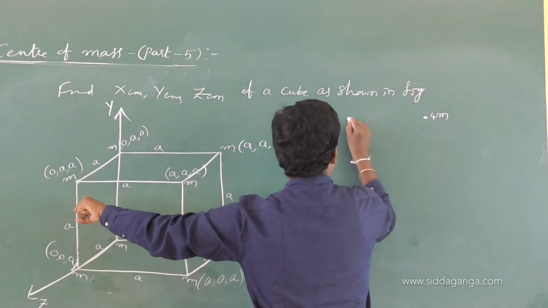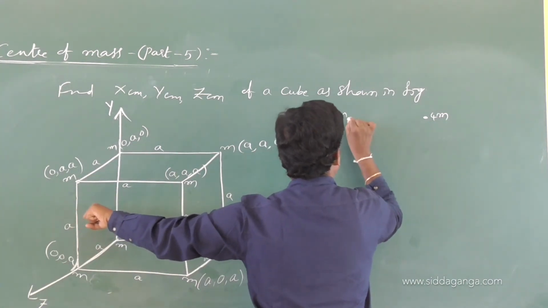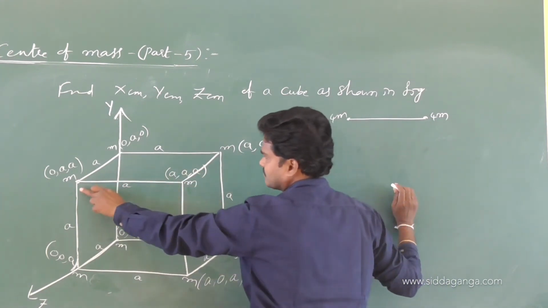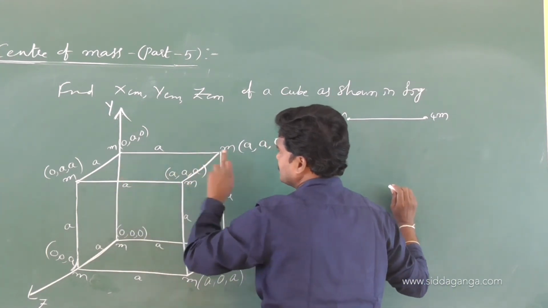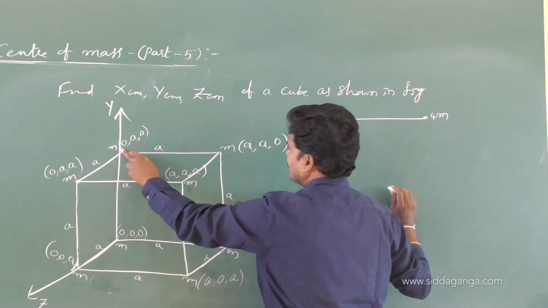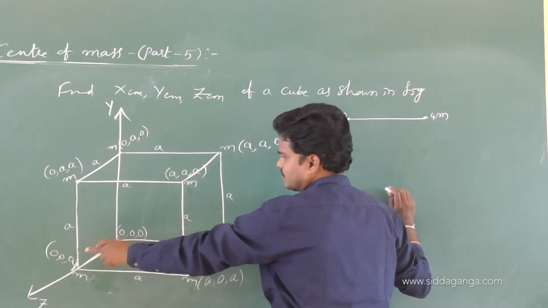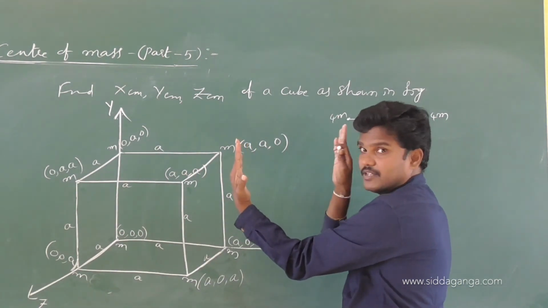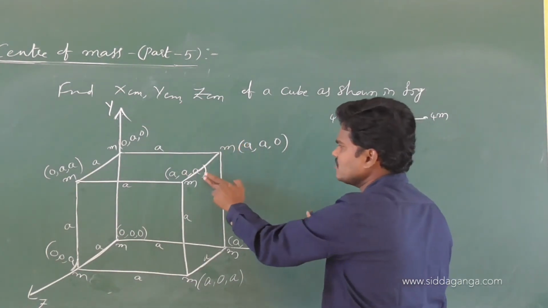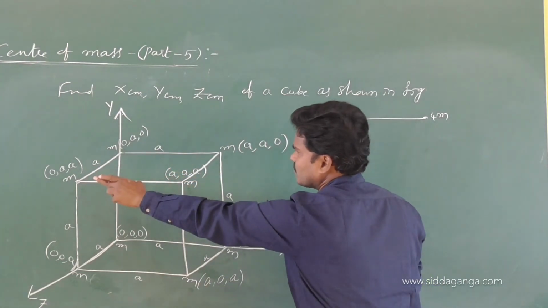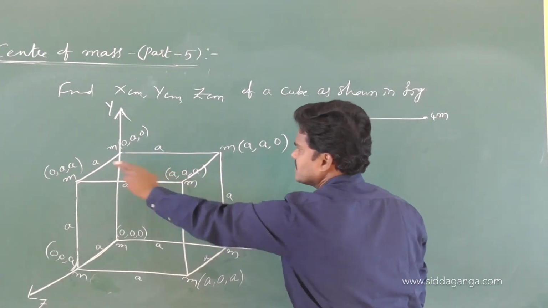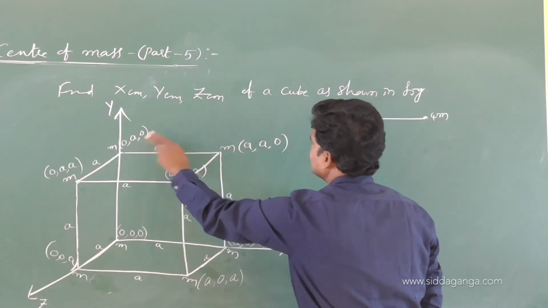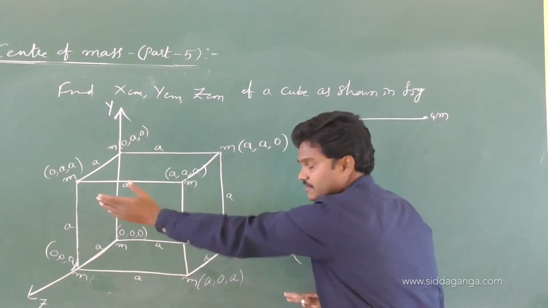4 identical masses. And see the gap from this to this. Only one A. This to this also A. See, this to this A. Now the gap between these 4 is only A. Subtract these coordinates. A minus 0, A minus A, 0, A minus A, 0. A minus 0, A minus A, 0, 0 minus 0, 0. Just check everything.